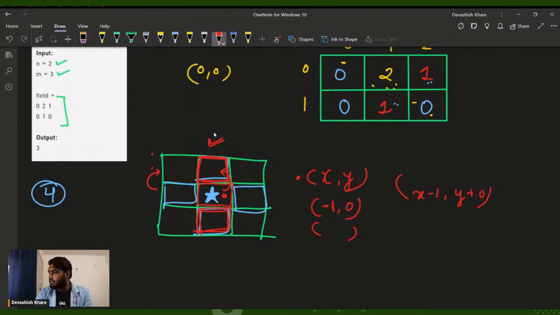Yeah. Thanks again, Vishal. This time it is going to be 1, 0, because what we are doing is x + 1, y + 0. I hope you guys are understanding this, right?